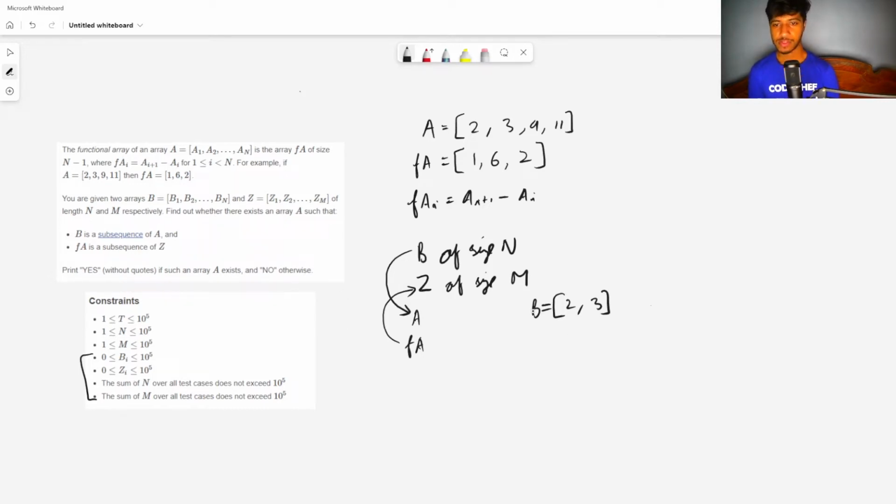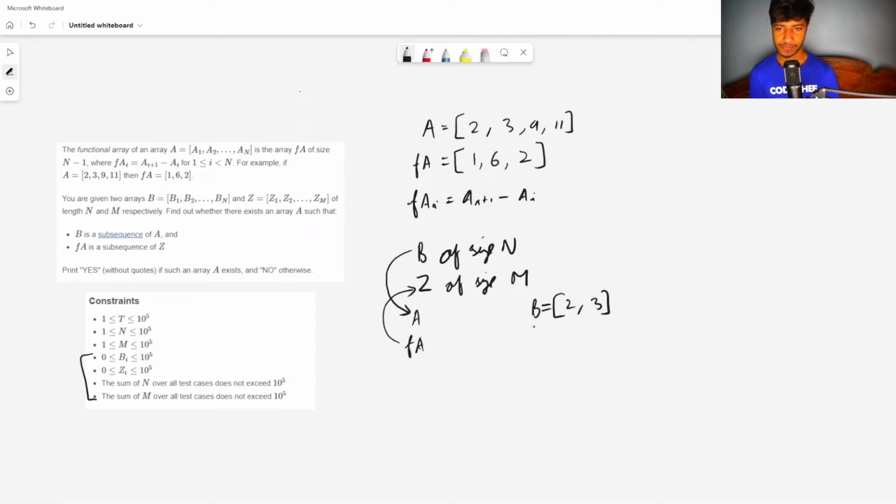The first observation that I came up with was that B is a subsequence of A, so the size of B will be less than or equal to the size of A. Similarly, the size of f(A) will be less than or equal to the size of Z. This is one observation, but it doesn't really help much.